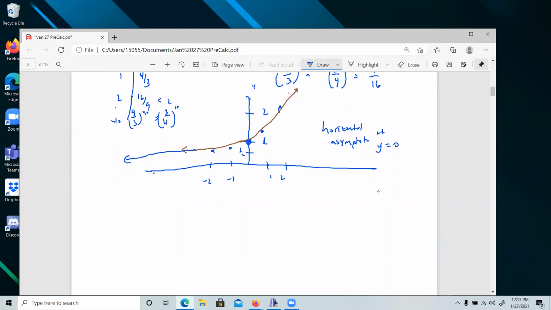Now the other end, this gets bigger and bigger, but does not give you a horizontal asymptote or a vertical asymptote. It just goes without bound. And all of your exponential functions look like this. They all have the same shape, and that's always (0, 1).